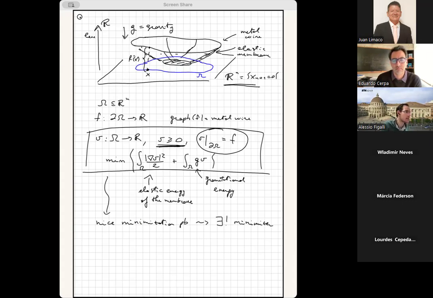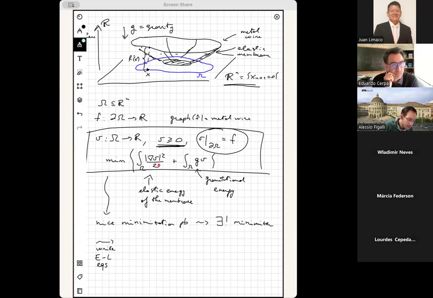So the way it works is the following. Once you have a minimizer, you want to write the Euler-Lagrange equations for the minimizer. And okay, you can try to guess what should happen here, right? So there is this term here, which is |grad V|^2 over 2. This should give us a Laplacian when you do the first variation. This is just a nice linear term. It doesn't give too much. It will just give an extra constant term.